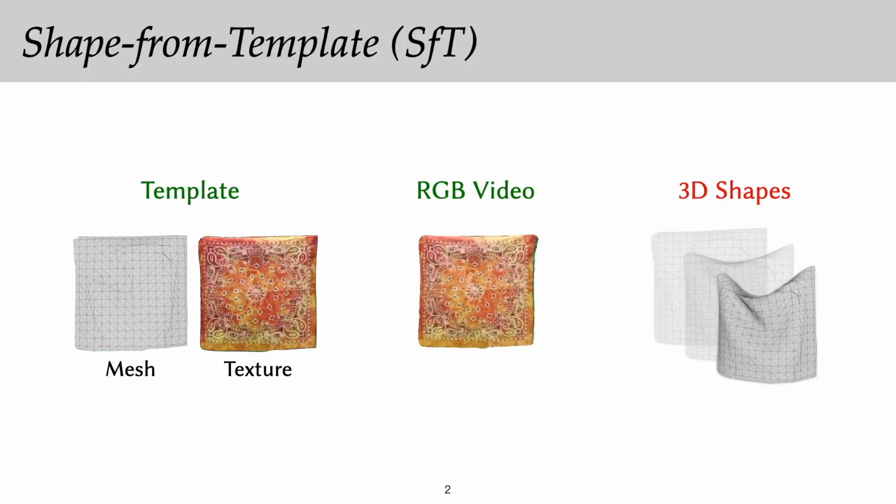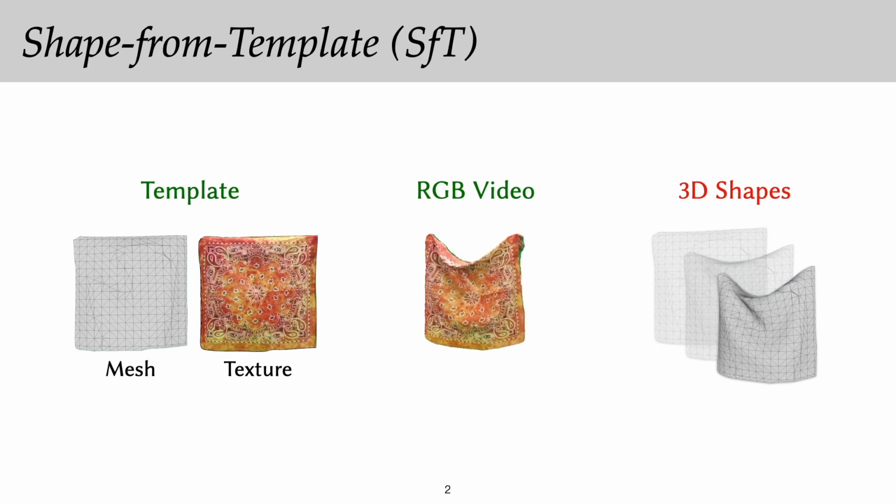Shape-from-template, or SFT for short, reconstructs the 3D geometry of an object from RGB images when a template mesh and texture is known. The objective is to recover shapes that align with the input frames. This is particularly challenging for non-rigid motion, such as cloth deformation.